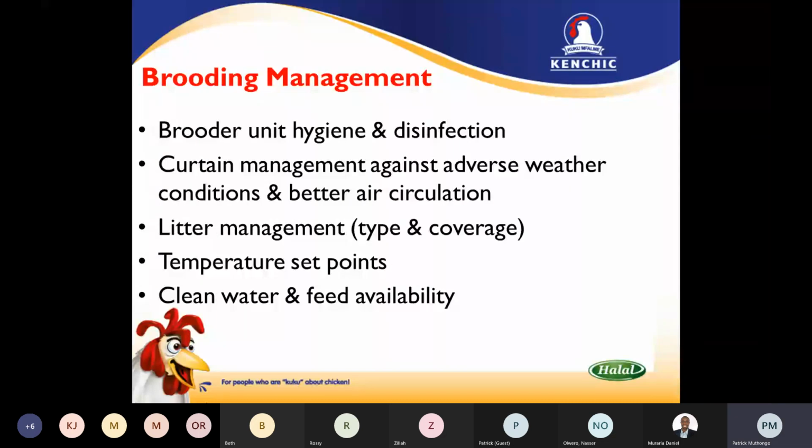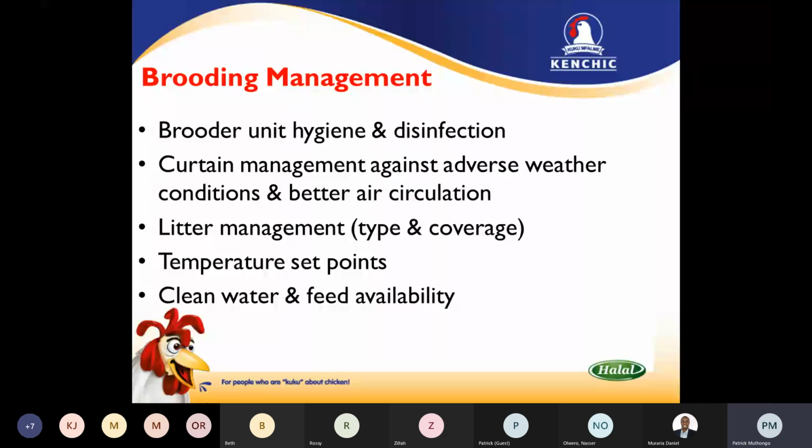Another thing that causes ECM is brooding management. This is directly attached to you as the entrepreneur, you as the farmer. What do you need to do to avoid early chick mortality for your birds? First thing is ensure that your brooder unit is well disinfected. The hygiene is good, and it was prepared earlier before your chicks arrived. This is why you do your preheating to bring your floor temperature and your air temperature to an acceptable level for the bird.